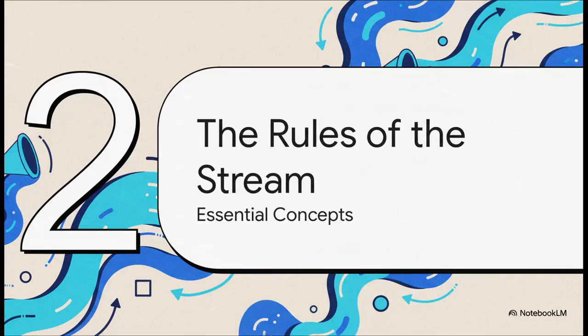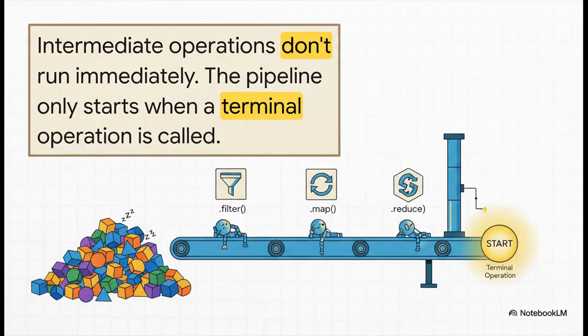Okay, so now that we've got the basic structure down, let's go over a few essential rules you absolutely need to know to use streams the right way. The first rule is also one of the coolest concepts. Streams are lazy. What does that mean? It means when you chain together all those intermediate steps like .filter and .map, absolutely nothing happens yet. Seriously, the stream is just building a blueprint of the work to be done. No data actually gets processed until you call that final terminal operation.